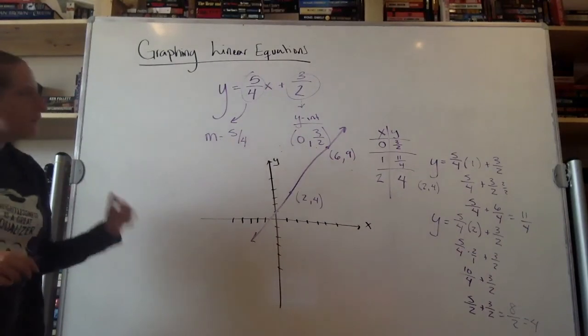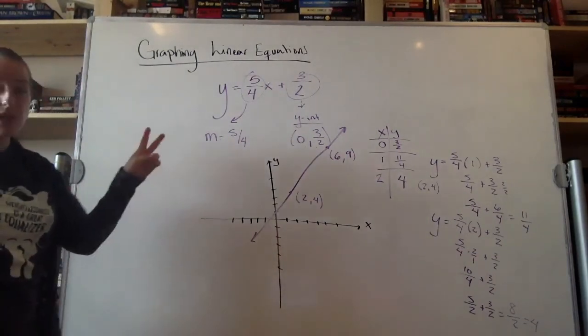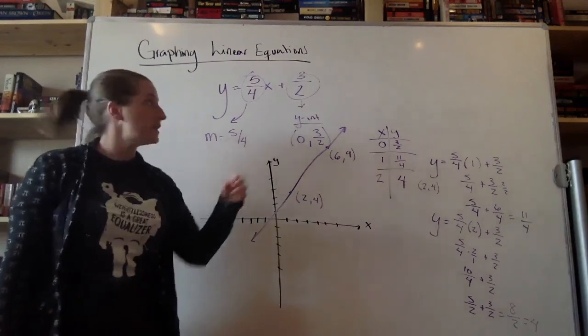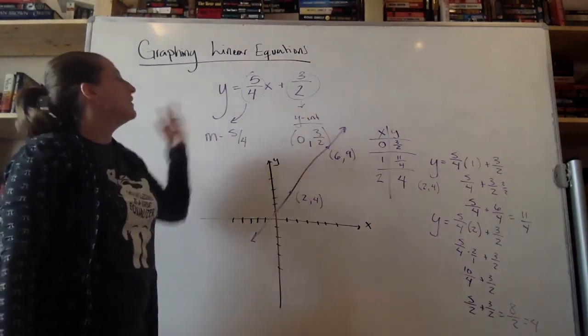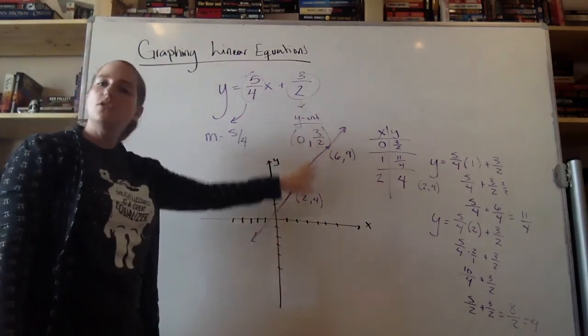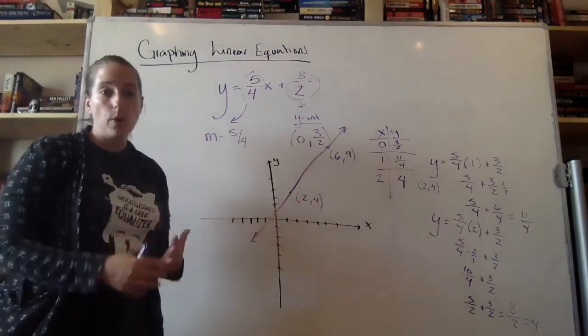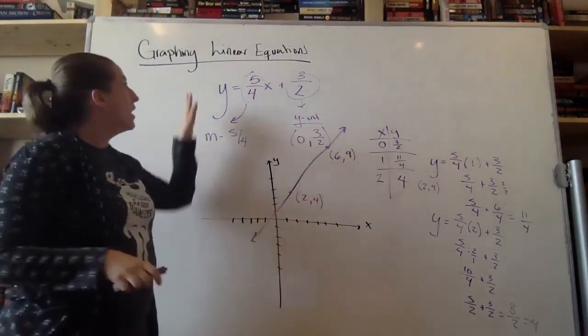Okay? So what we really need to graph a linear equation is 2 points. It's often convenient to start with the y-intercept and find another point using the slope, but you don't have to do it that way. Any 2 points provide you a good graph of a linear equation.